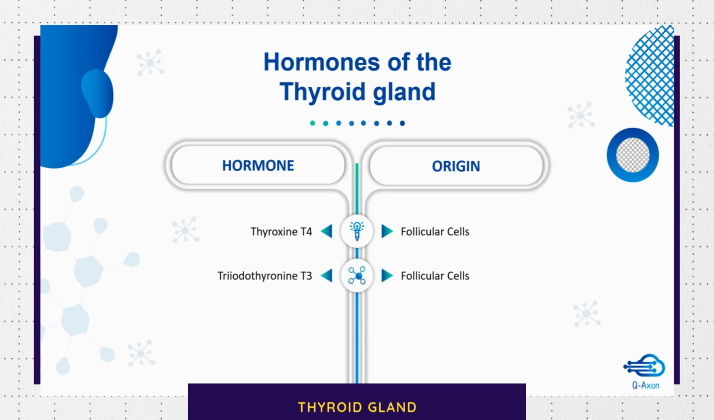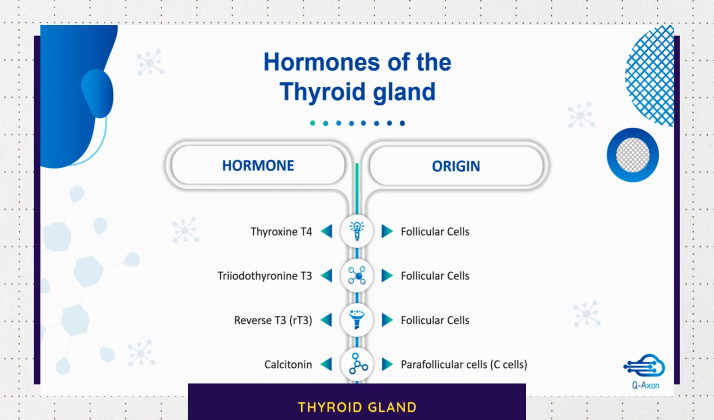We have thyroxine, triiodothyronine, and reverse T3. These hormones are secreted by the follicular cells. And we have one more hormone called calcitonin. It is secreted by the parafollicular cells. These parafollicular cells are also called C cells.